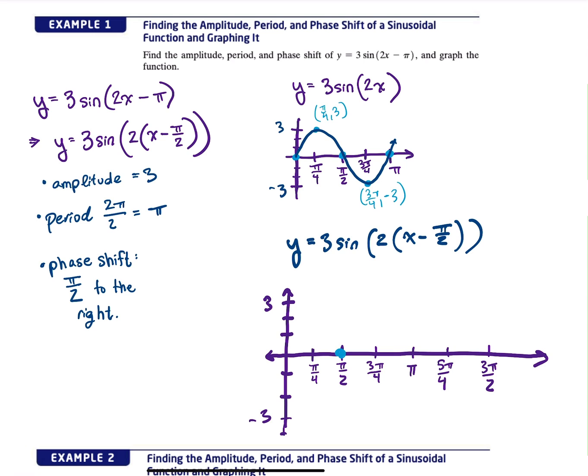So starting at pi over 2 now, instead of starting at 0, so we went over 2 units. Now I just need to follow that sine wave pattern. So it'll go up to its maximum up here, back down to the middle point, then down to its minimum, then back up to the middle point. We can imagine connecting this with a smooth curve. And then the wave will continue.